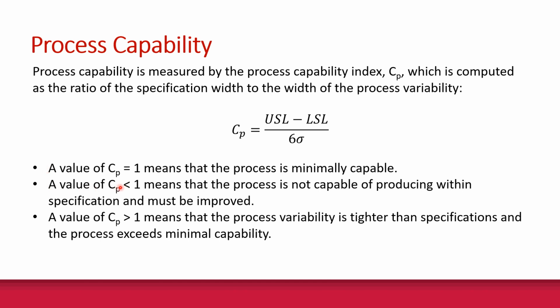When the CP index is less than 1, it means that the process is not capable of producing to specification and must be improved. This would be an example of slide B. A value of the process capability index greater than 1 means that the process variability is tighter than specifications, and the process exceeds the minimum capability. An example of this would be slide C, where we're well within the specification limits. So if we have any drift at all, we can still meet our tolerances and stay within our production values.